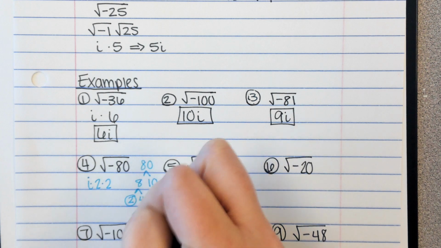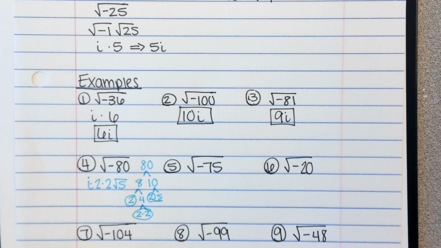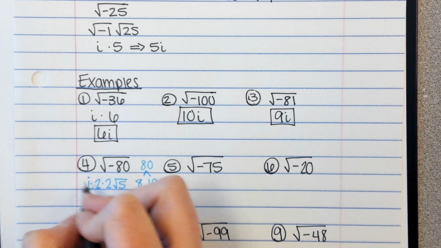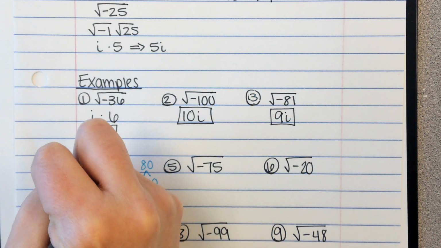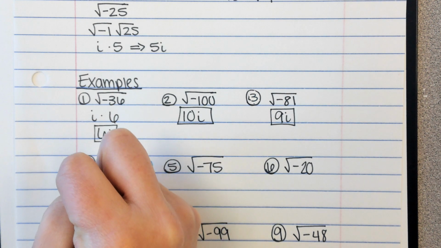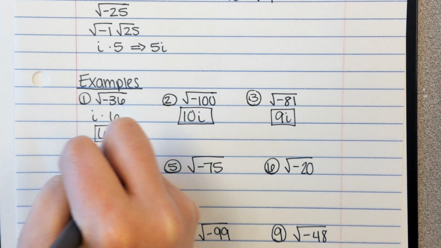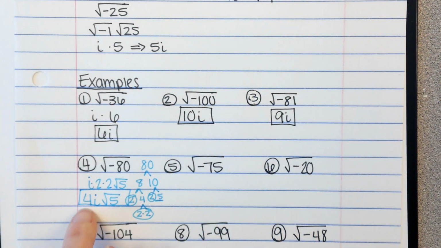And I have a 5 left over, so I put a 5 in the radical. All right, so now I've got to take care of this stuff out front. So I'm going to do the 2 times 2 is 4. I'm going to put the i behind it and bring down a 5, or the radical of 5. So my final answer is 4i square root of 5.